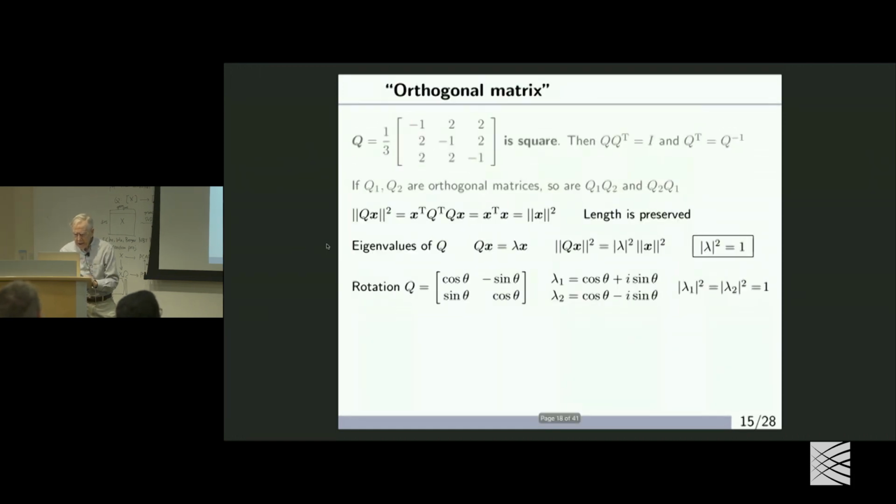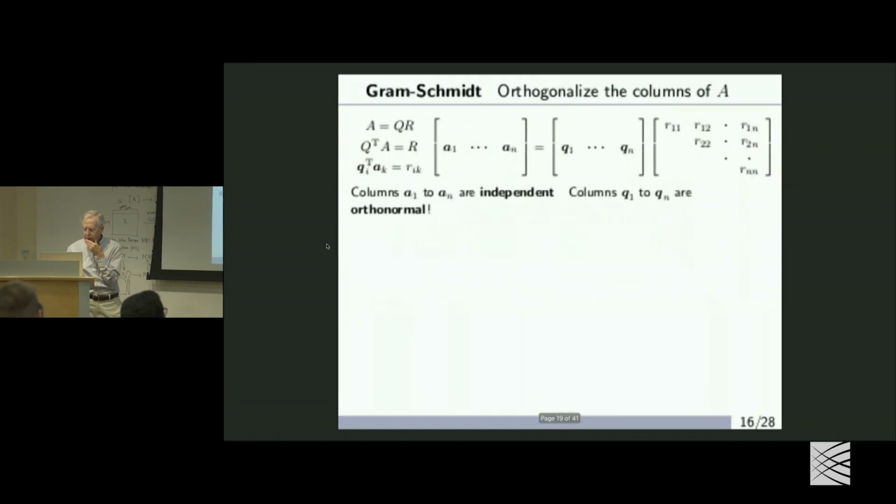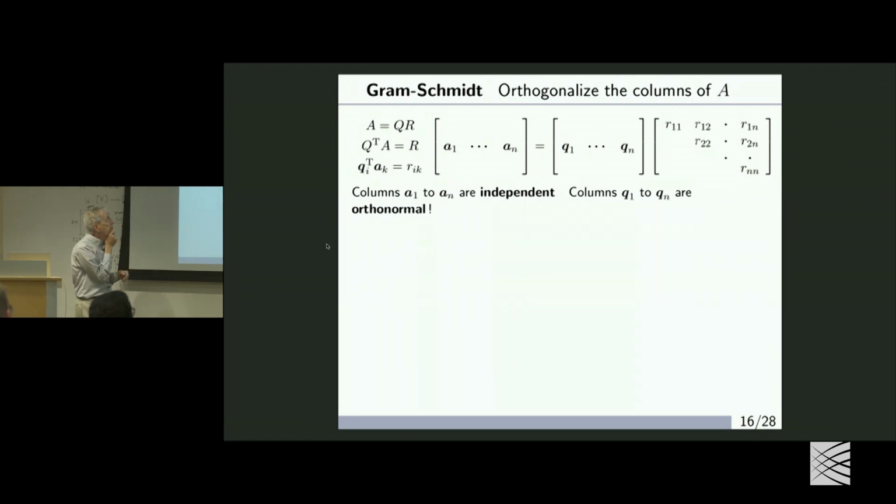Remembering what orthogonal matrices are. These are facts about orthogonal matrices, which are so valuable. Now this factorization is usually associated with Gram and Schmidt. Gram and Schmidt, what did they do? Or what did Gram do? I don't know what Schmidt did because there's nothing left to do after Gram.